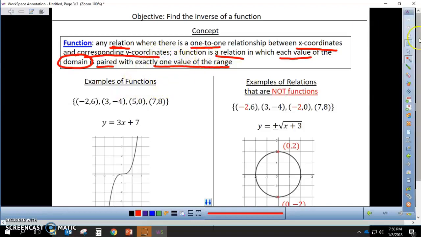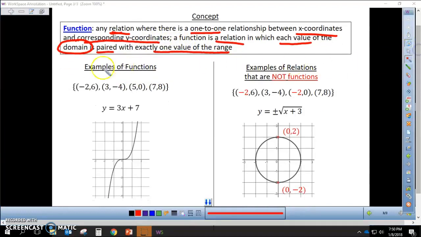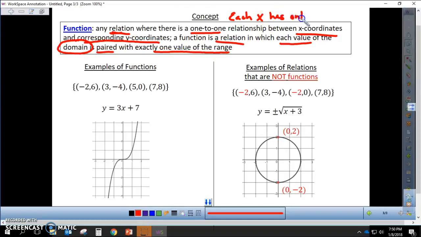Okay, so each x, right, and maybe I'll write this up here, each x has only one y value. Okay, that is the rule. Each x can have only one y value. So here are some examples of functions.